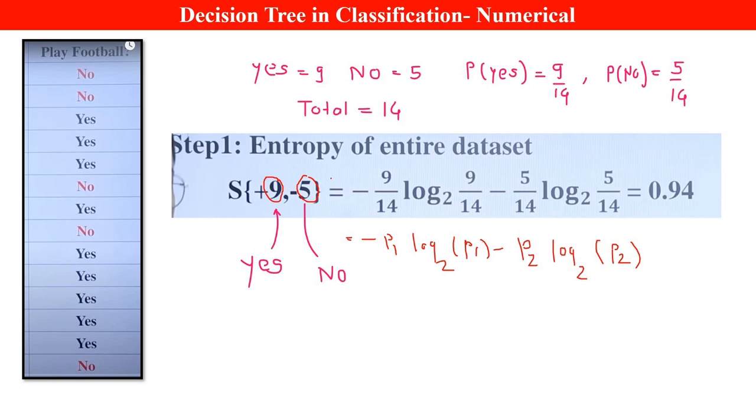Okay, so here the total observations are 14. So yes is coming 9 times, so probability of yes is 9 by 14. No is coming 5 times, and total number of observations are 14. So probability of no is 5 by 14. So this is our P2, and this is our P1. So the entropy of the entire data set is minus 9 by 14 log to the base 2 9 by 14 minus 5 by 14 log to the base 2 5 by 14. So this comes out to be 0.94.